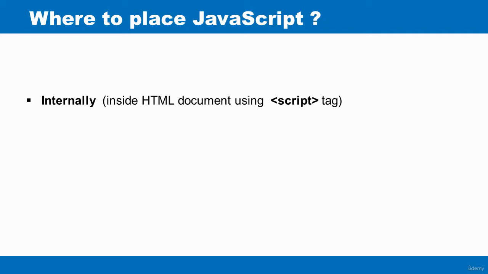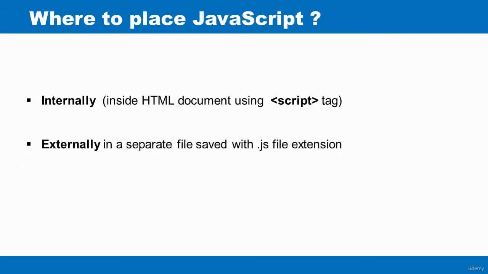You can also add JavaScript externally via an external JavaScript file that has got a .js file extension. So any file externally from the HTML document with a .js file extension is known as the external JavaScript, and you can reference that from your HTML document using a script tag. So let me show you an example of how both works.